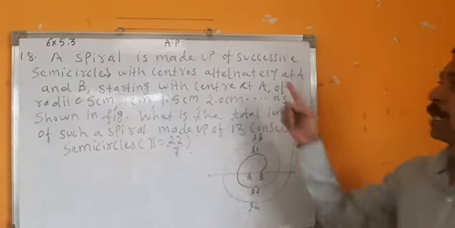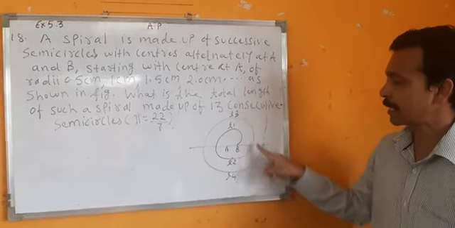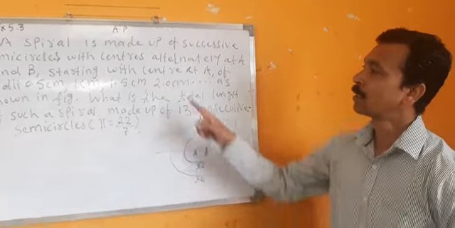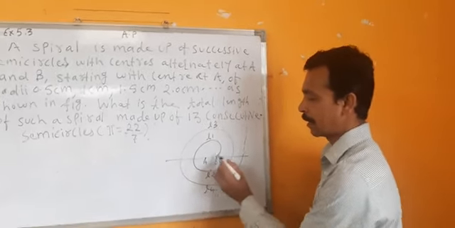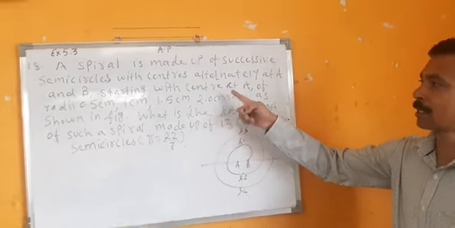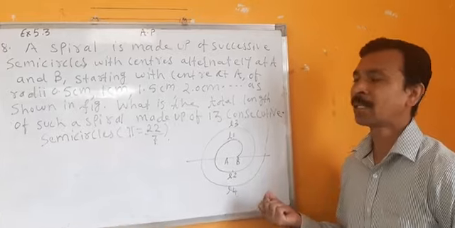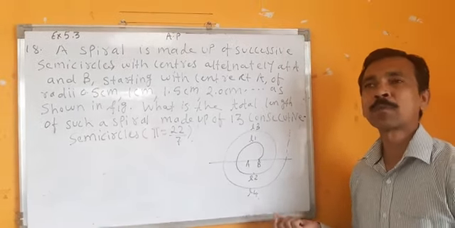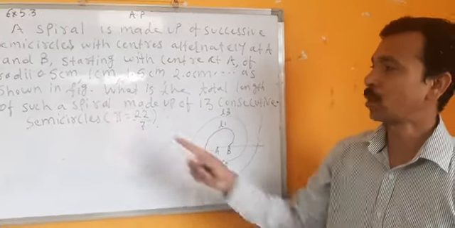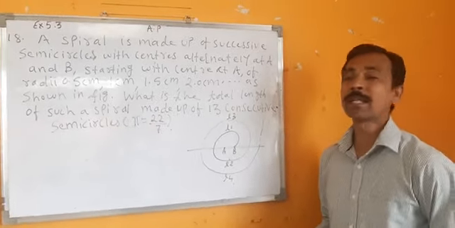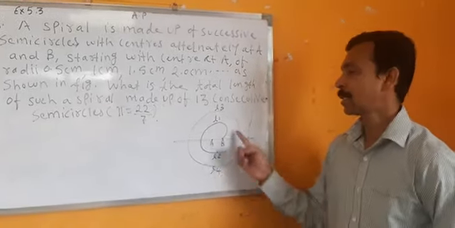Eighteenth sum. A spiral is made up of successive semicircles with centers alternately at A and B. This is the center and this is also the center, A and B. Starting with center at A, of radii 0.5 centimeter, then 1 centimeter, 1.5 centimeter, 2 centimeter, and so on, as shown in the figure. What is the total length of the spiral, made up of 13 consecutive semicircles?